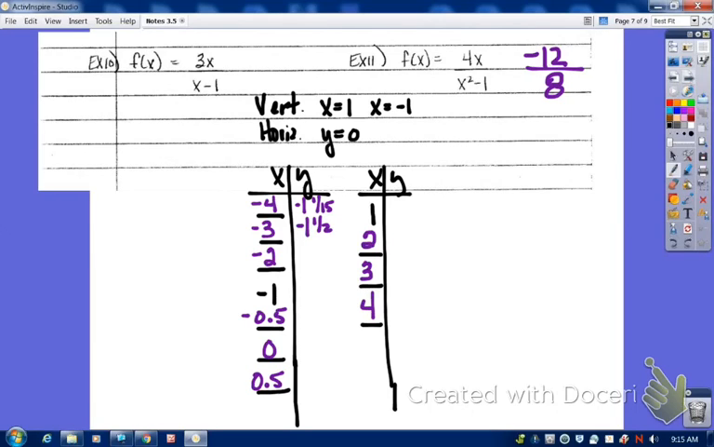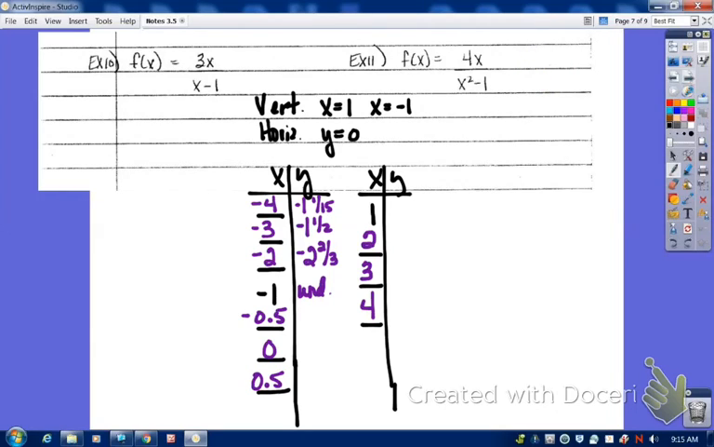When x is negative 2, what's going to be in the top? Negative 8, and in the bottom you have negative 2 squared, which is 4. 4 minus 1 is 3. That's going to give you negative 2 and 2/3. Or you can use a decimal if you want to. When x is negative 1, y is undefined. And then this is where I would use my calculator, especially on the decimals.